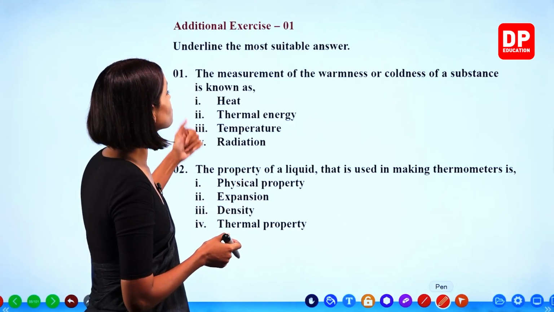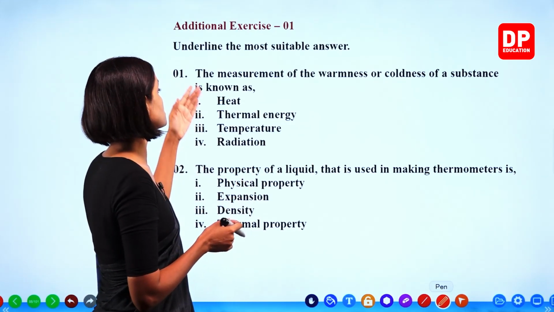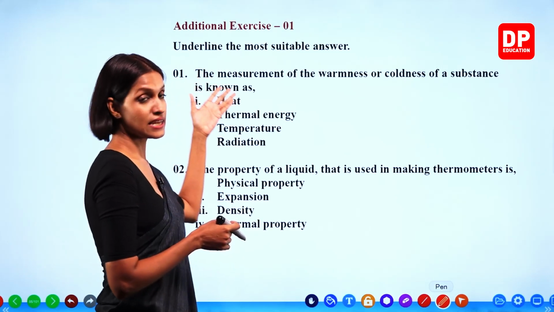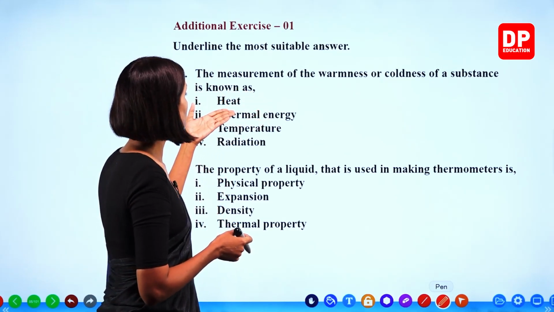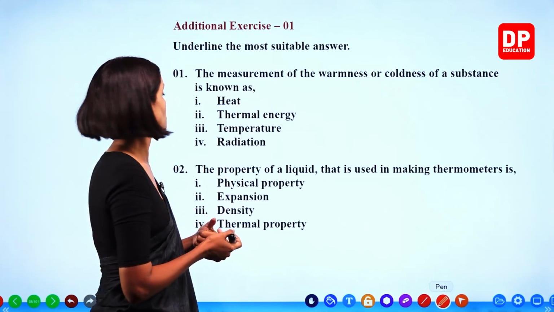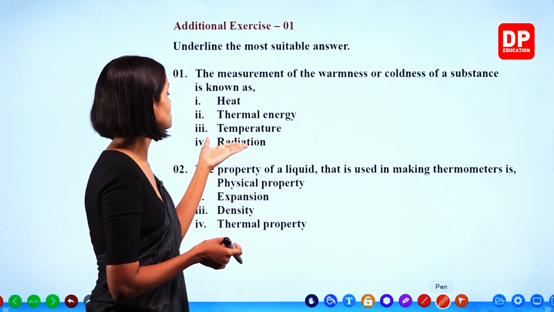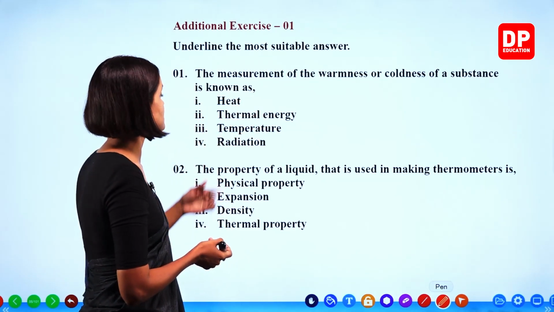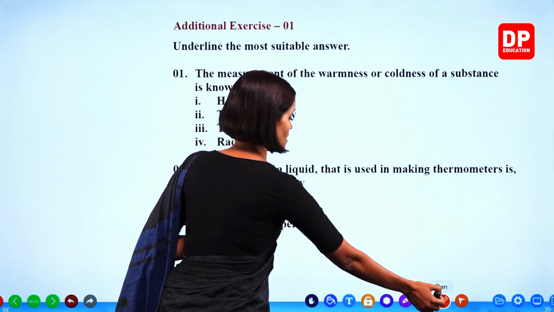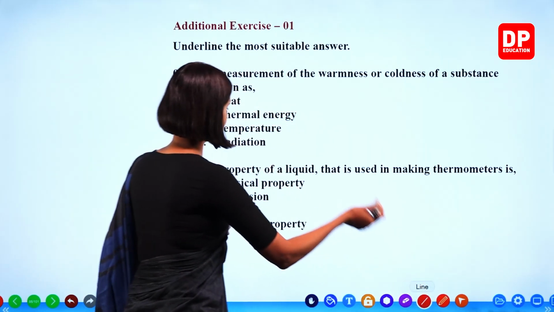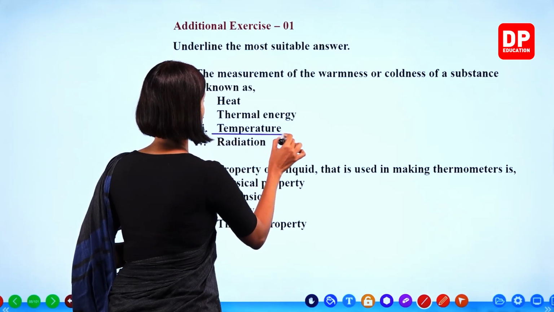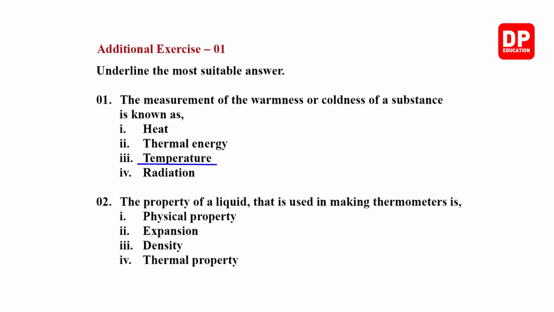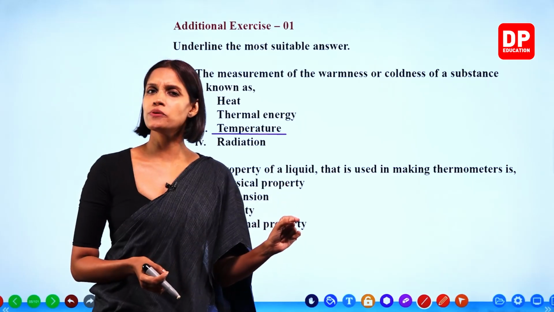The measurement of the warmness or coldness of a substance is known as heat. Heat is an energy, thermal energy. It's the same thing. Right? Temperature, radiation. Temperature is the answer. Radiation is a method of transferring heat. Right? Temperature.